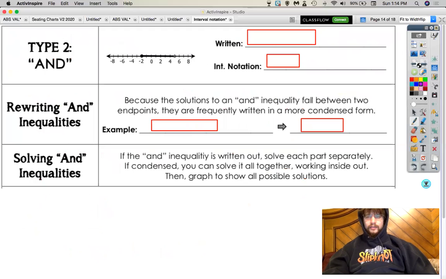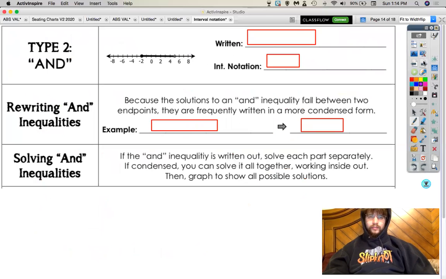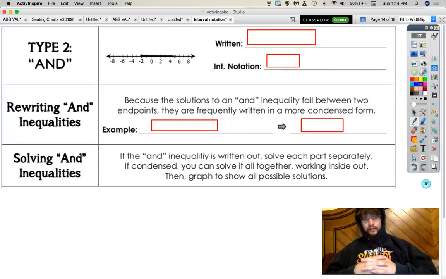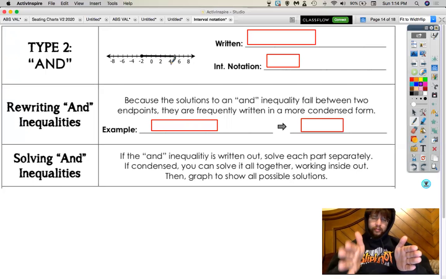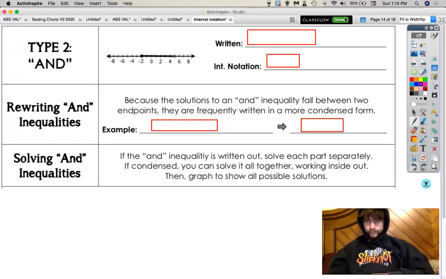Now we're going to look at ands. So anytime we have an or, we use a union symbol. Let's see what happens with an and. All right, here we go. If we look at this, we've got the intersection of two things because it's an and. It has to be true. This first part has to be true, and the second part has to be true. So usually that's going to make like a sandwich kind of thing.